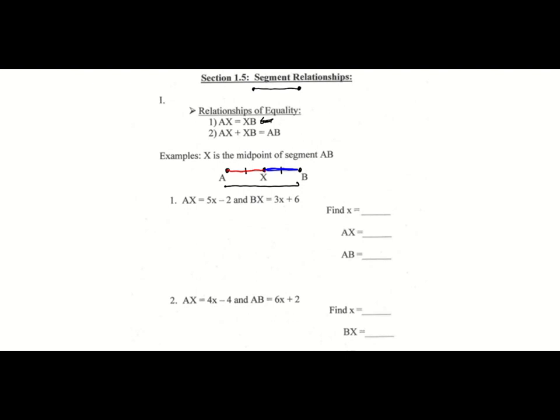So those concepts and those relationships are what you're going to need to remember for our examples. So if we take AX, take that piece, and put it together with XB, it's going to give us AB, the whole segment. Okay, so let's look at an example.